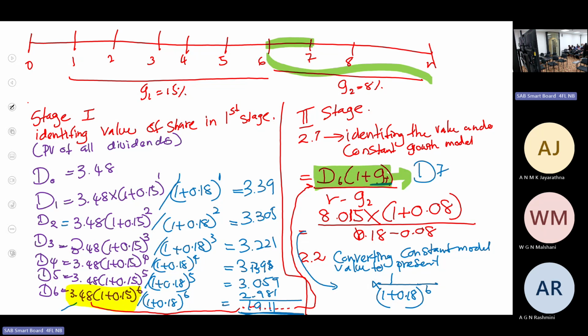How is it? Where is it? See here, Amit, starting from here, 0. How much is it? 3.48 multiplied by 1 plus 0.58 to the power 6. That was the D6.